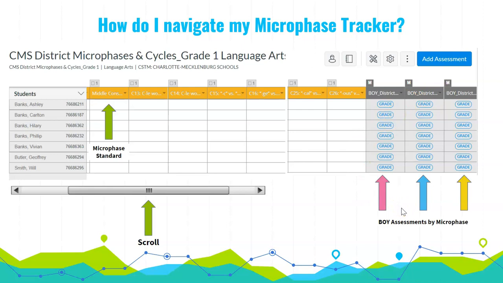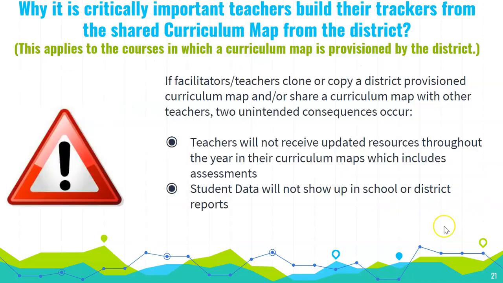Depending on the level of your students, you may need to use the kindergarten scope and sequence, the first grade scope and sequence, the second grade scope and sequence, or you may need to use a combination of all 3 assessments. Before we finish this section, it is very important for me to remind you that you do not want to try to clone or recreate any of the curriculum maps or trackers provided by the district. This is because if we update any information, you will not be able to receive the updates in your tracker, and student data will not show up in the reports correctly.